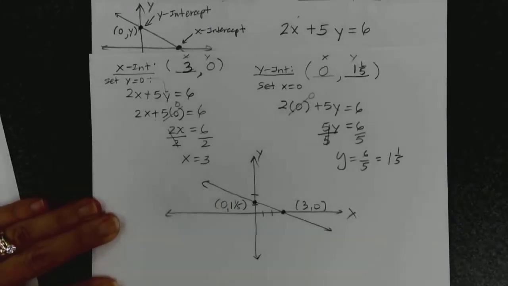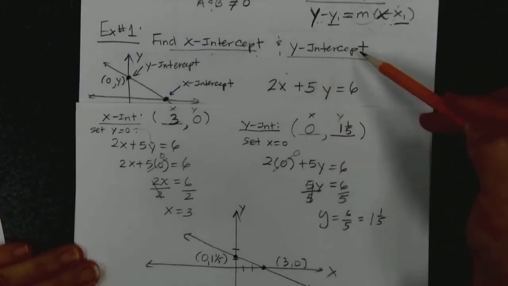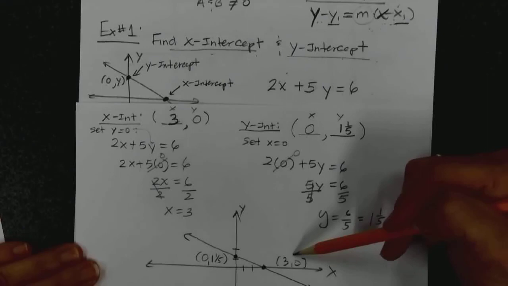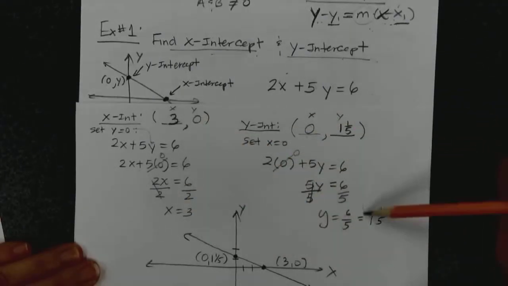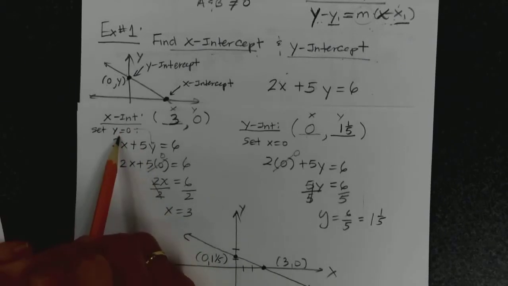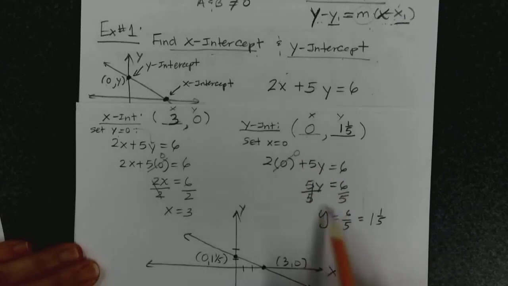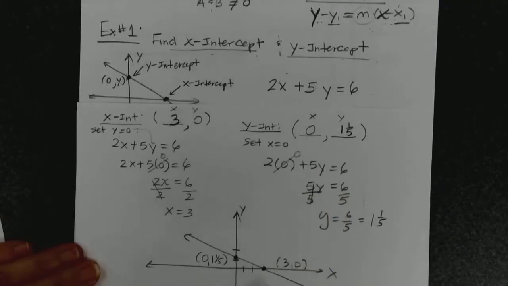So that's using standard form: when the equation is in standard form, use the x-intercept and the y-intercept to graph. And this is how you find them. To find the x-intercept, set y equal to 0 and solve for x. To find the y-intercept, set x equal to 0 and solve for y. Then plot those two points, your intercepts, and make a line.